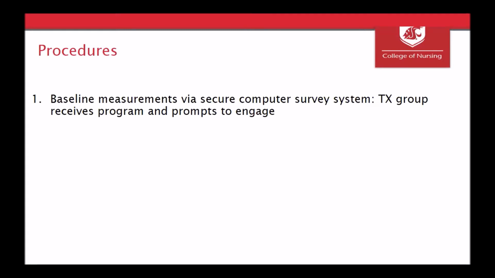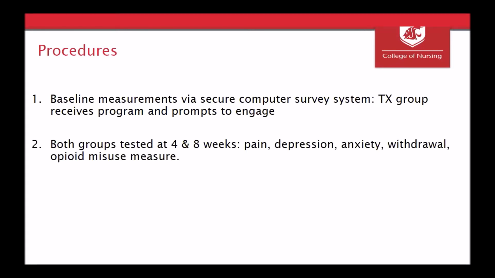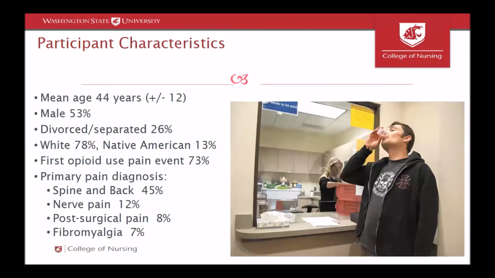We used a computerized survey system, and we did give some prompting to engage in the program, but we didn't spend a lot of one-on-one time really hand-holding and to help them through the program. We did offer some hours in the clinic where people could get some orientation to the program, but they were meant to complete the activities pretty independently. We did look at pain and depression, anxiety and withdrawal, and opioid misuse measurements at the 4 and 8 week time point. We expected the program to have some improvements after 8 weeks, as it has in other studies. And then we did offer the waitlist the opportunity to try the program if they wanted.